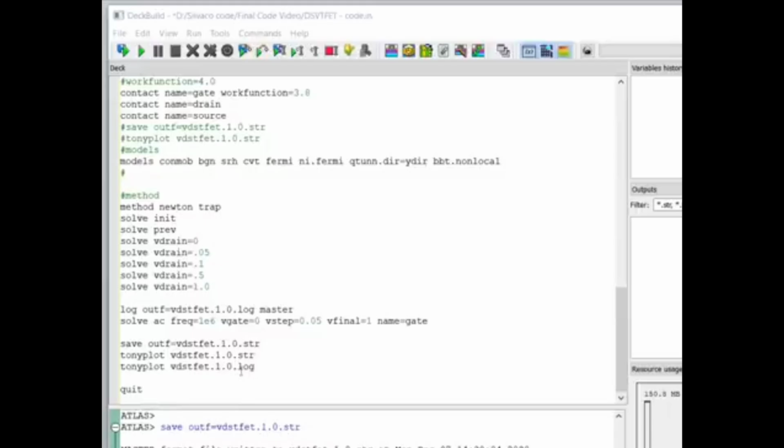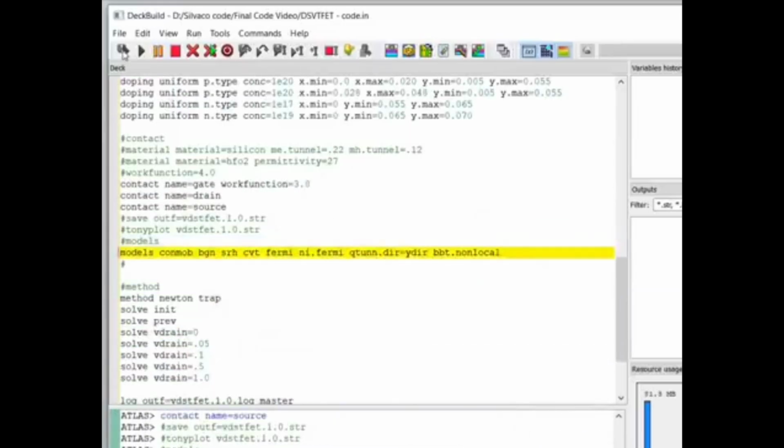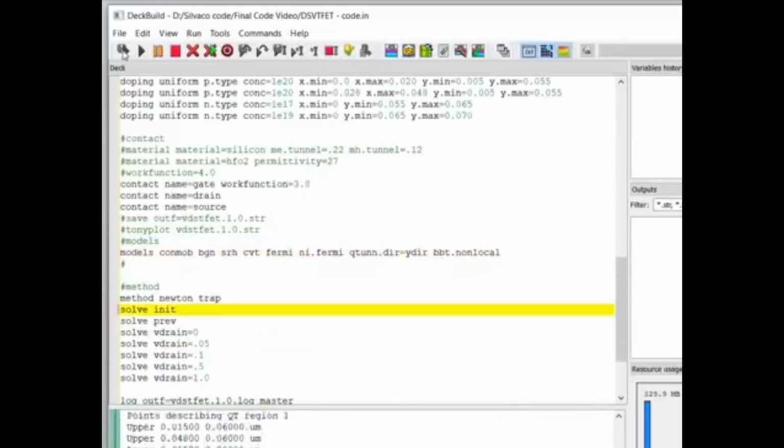To visualize the log file and the structure file, you have to use the Tonyplot command. Tonyplot is the output command to observe the output as a waveform. When you run this program, you will find two files: one is the structure file and one is the log file.